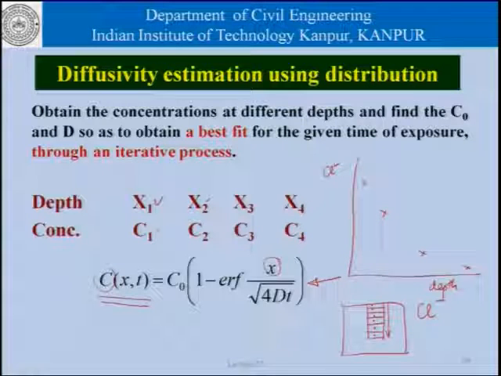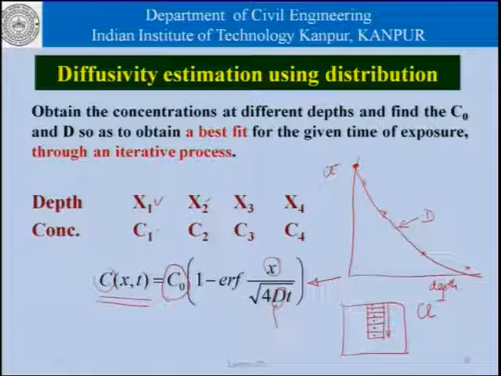At x1 it is C1, at x2 it is C2 and so on, and since we have several of these points, through an iterative, numerical process, we can try to estimate the values of C0 and D. So, we can get the theoretical value of the surface chloride ion concentration and also the diffusion coefficient for this concrete based on the values that we had.